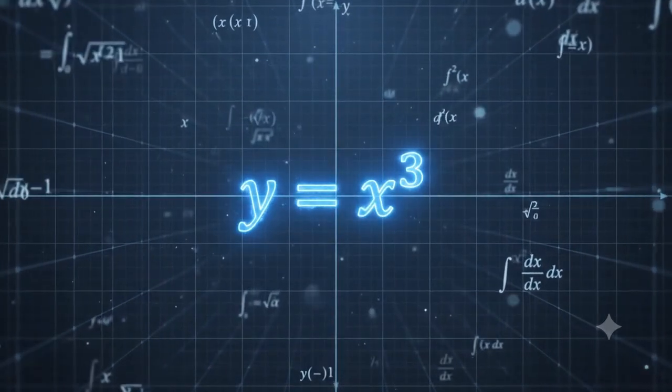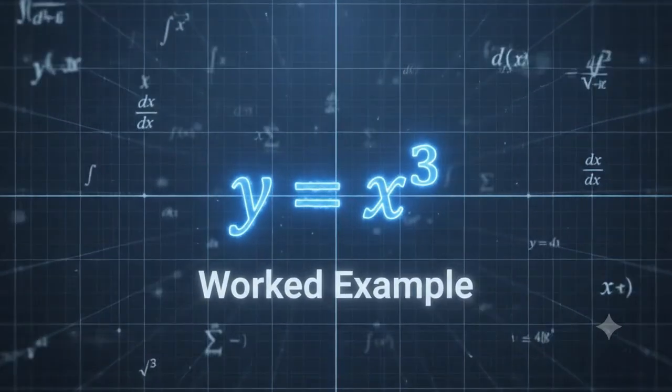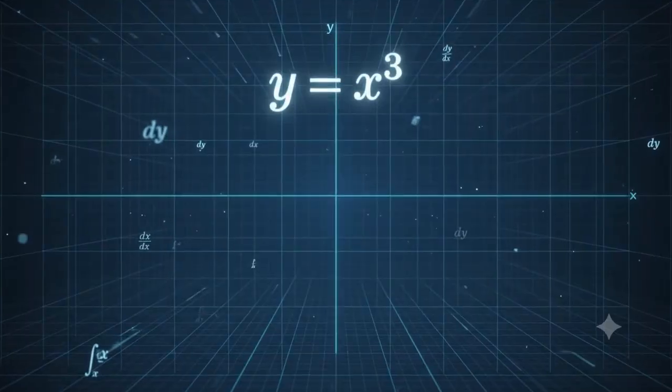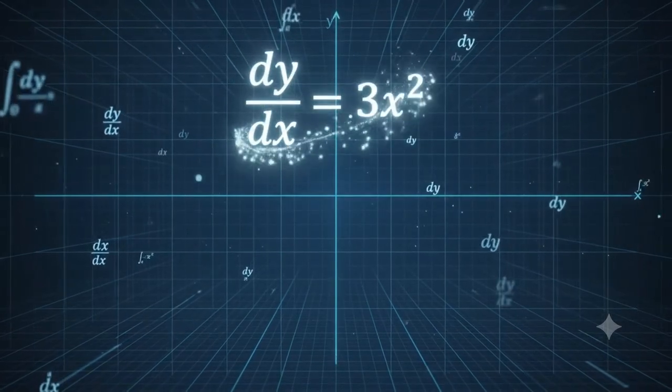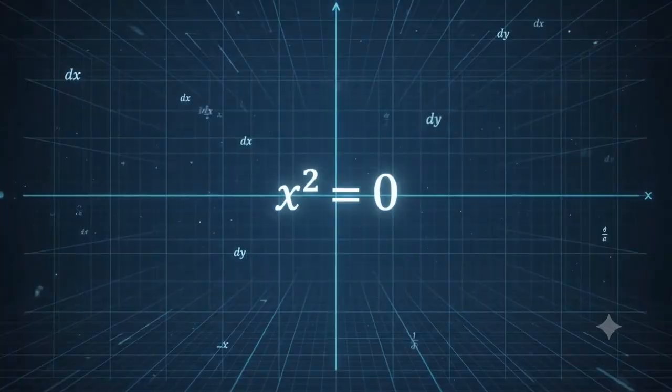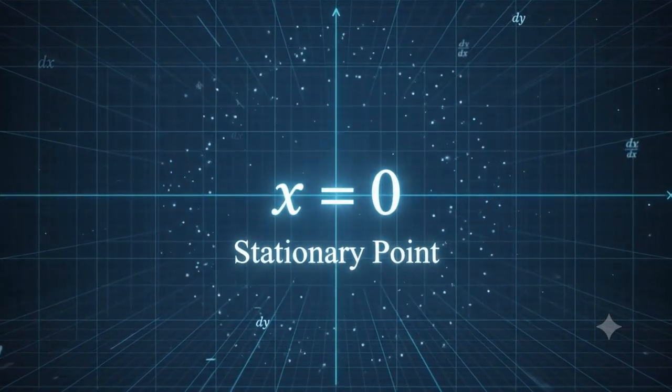Consider the function y equals x cubed. We'll determine the nature of its stationary point by applying the higher derivative test step by step. First, differentiate the function. The derivative of x cubed is 3x squared. Next, set the first derivative equal to 0. Solving 3x squared equals 0 gives x equals 0.